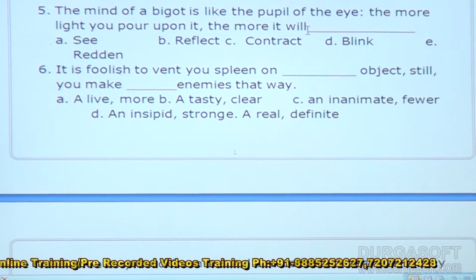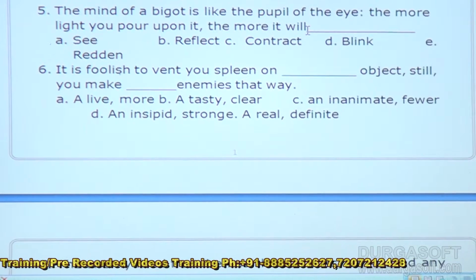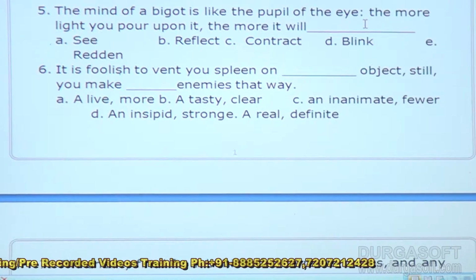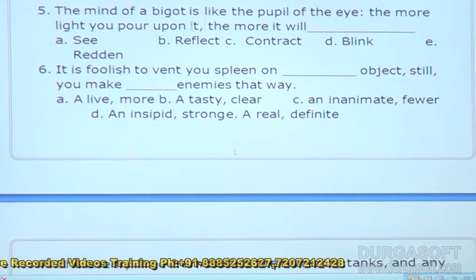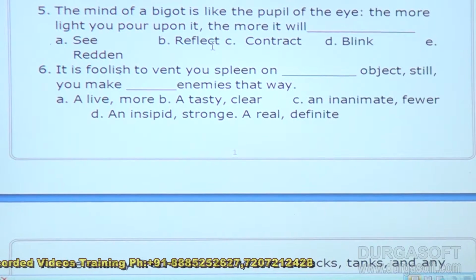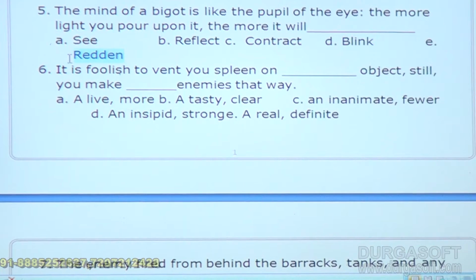Next, fifth question. The mind of a bygone is like the pupil of the eye. The more light you pour upon it, the more it will reflect. Right? So it will reflect means coming back. We cannot use it will see, it will blink, or it will redden. These are options we can avoid and then go ahead with reflect.